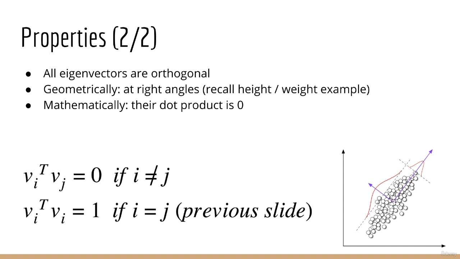Mathematically, what this means is that, if you take two different eigenvectors and calculate the inner product between them, you will get 0. I would recommend that, if you've forgotten this, verify for yourself that if you have two vectors at right angles and you take the inner product, you will always get 0. Okay, so hopefully you're convinced that this is true. And remember, this is only for eigenvectors that are different. If you take the same eigenvector and dot it with itself, then you will get 1, which is what we discussed on the previous slide.